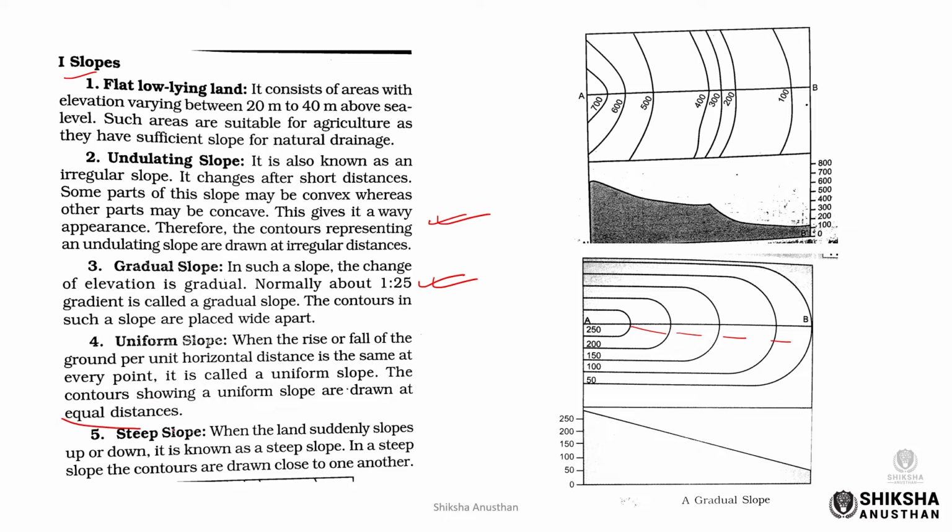Then steep slope. When the land suddenly slopes up or down, it is known as steep slope. In a steep slope, the contours are drawn close to one another.